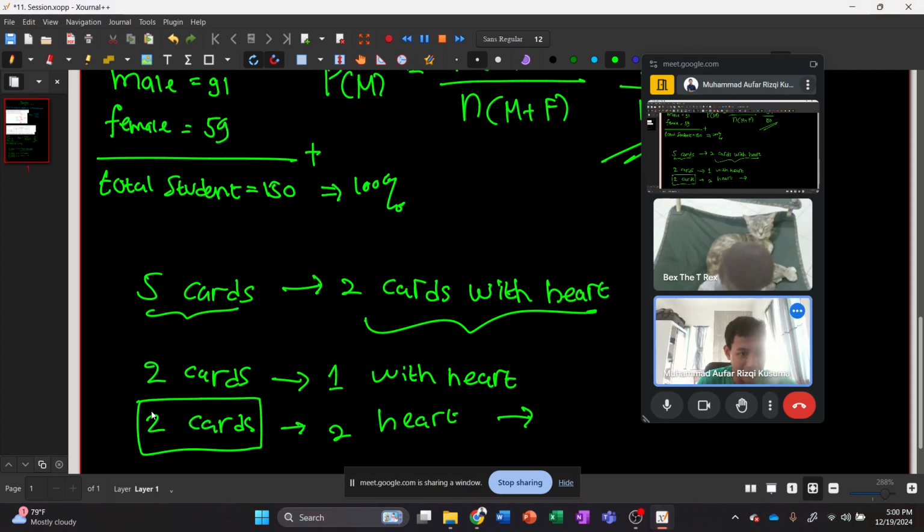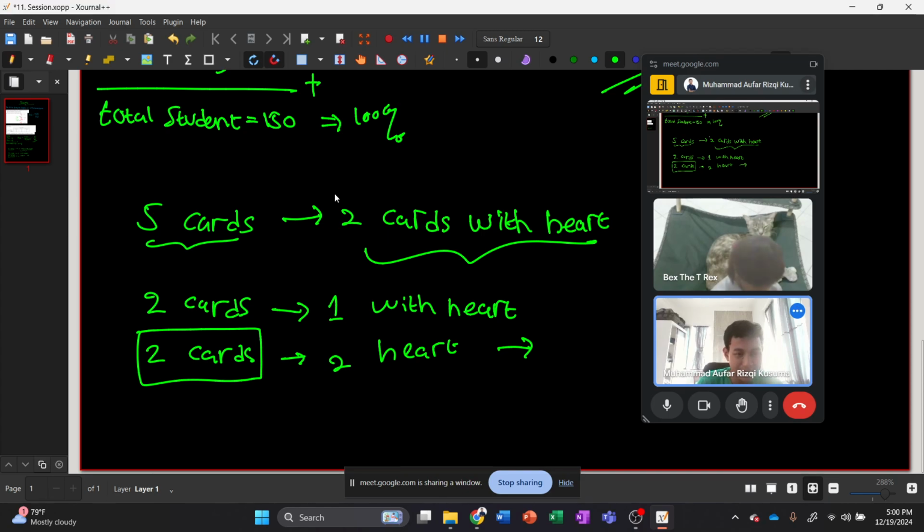Unless the cards don't have hearts. Like in a deck of cards, the deck might not even include hearts at all. For example, two cards with 0 hearts. What is the probability? 0%, because you don't have any heart cards in the stack of cards, right?